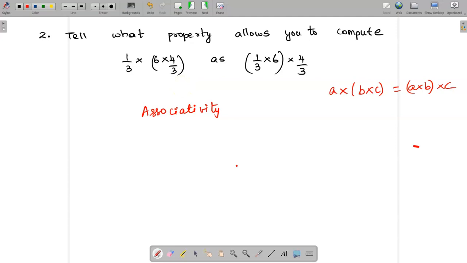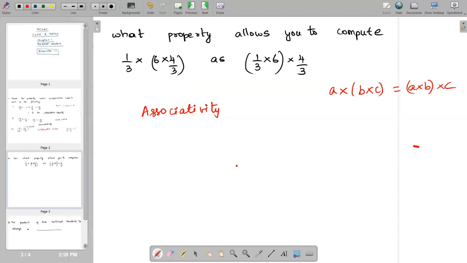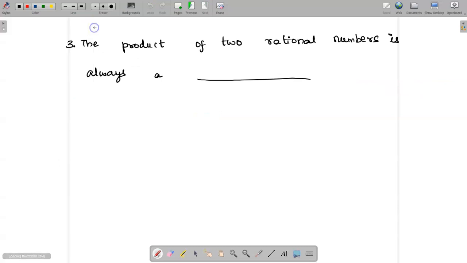And then the third problem. When you multiply two rational numbers, for example, the product is also a rational number. Here it is 8 by 15. So you can say that the product of two rational numbers is always a rational number.